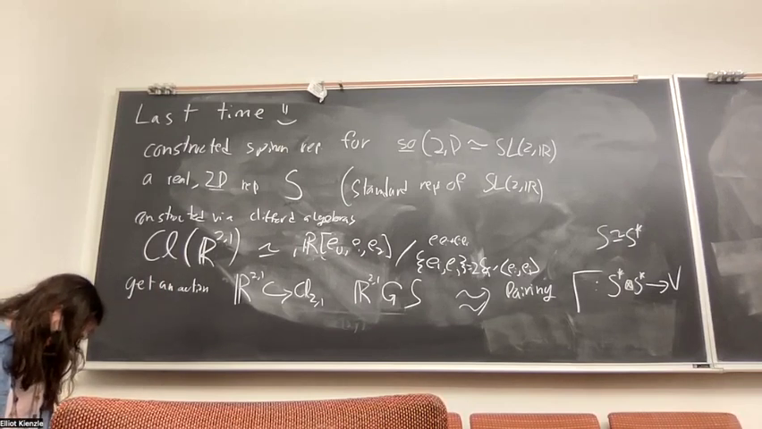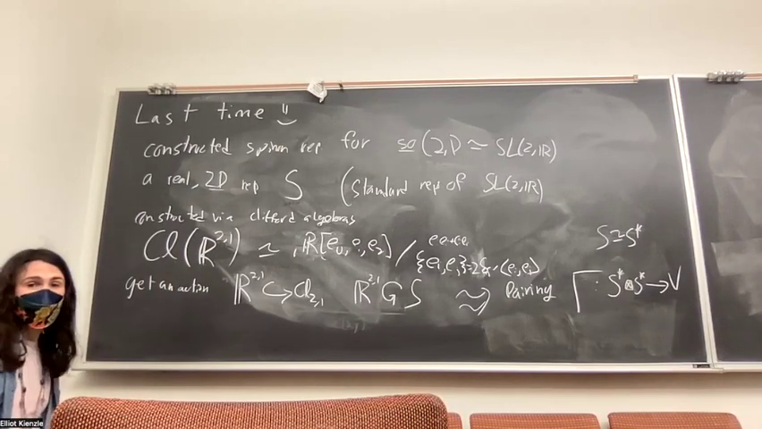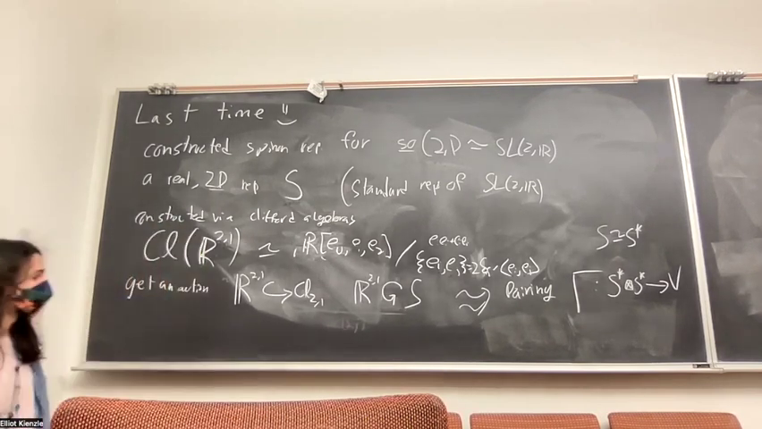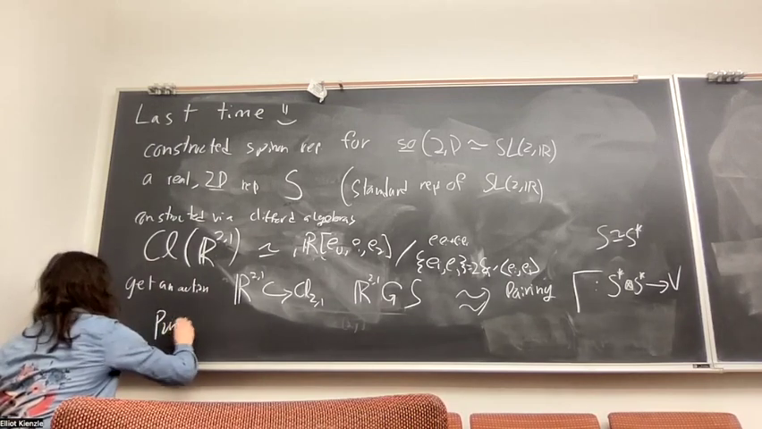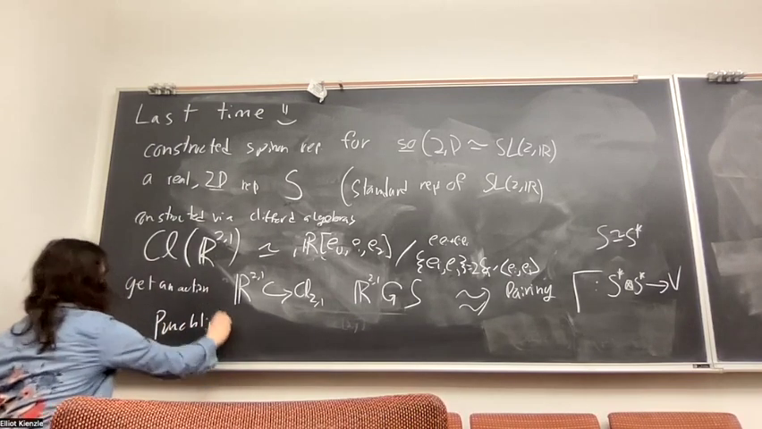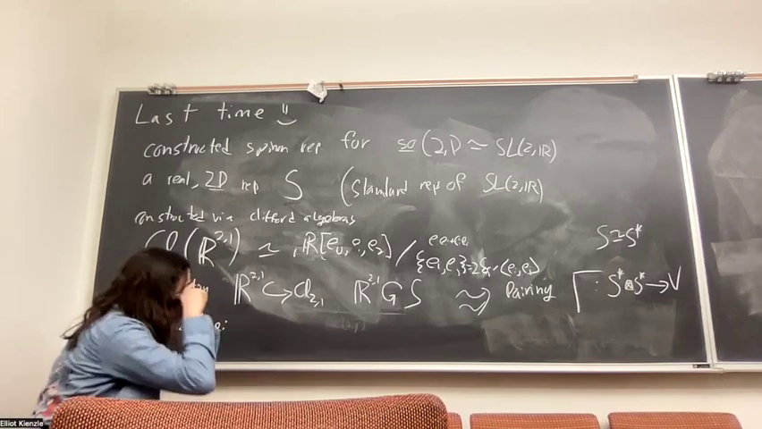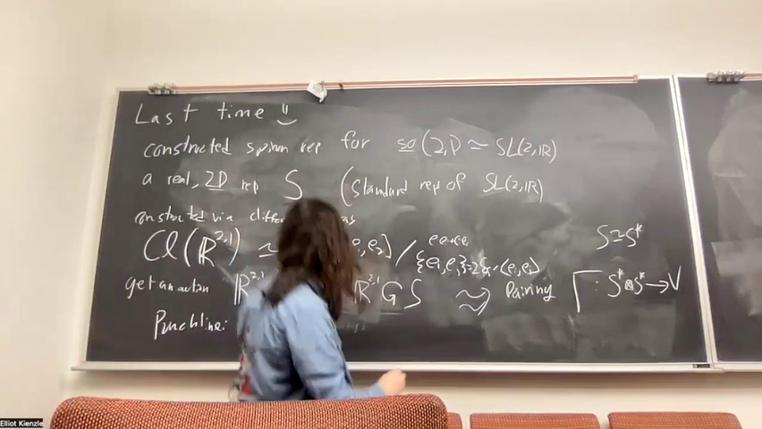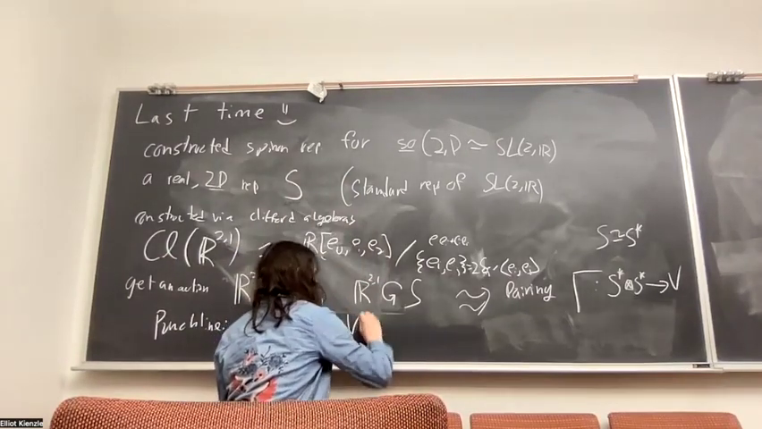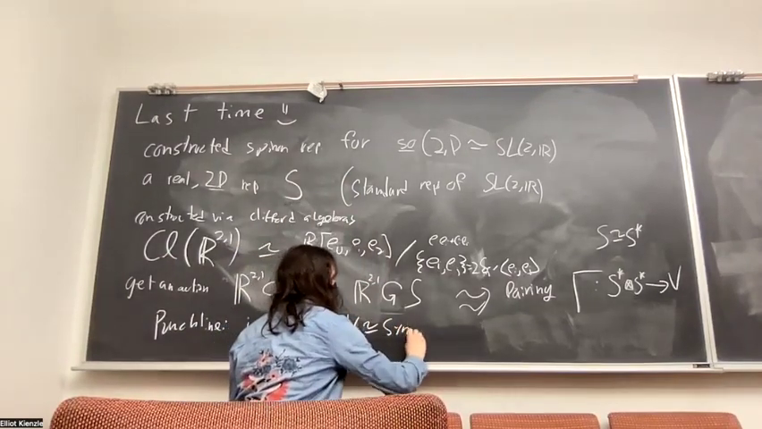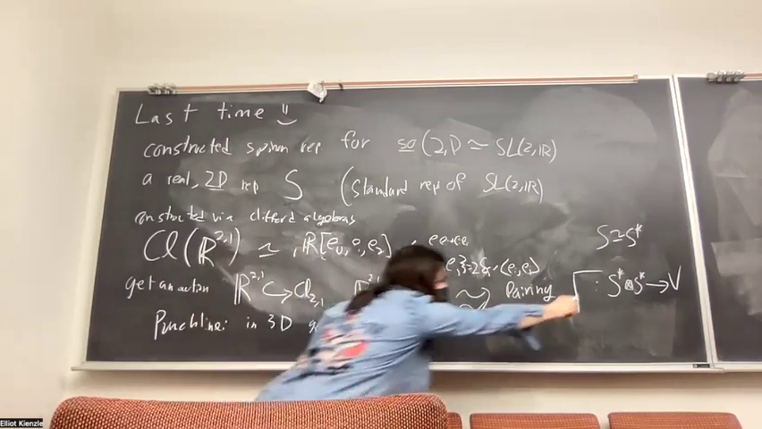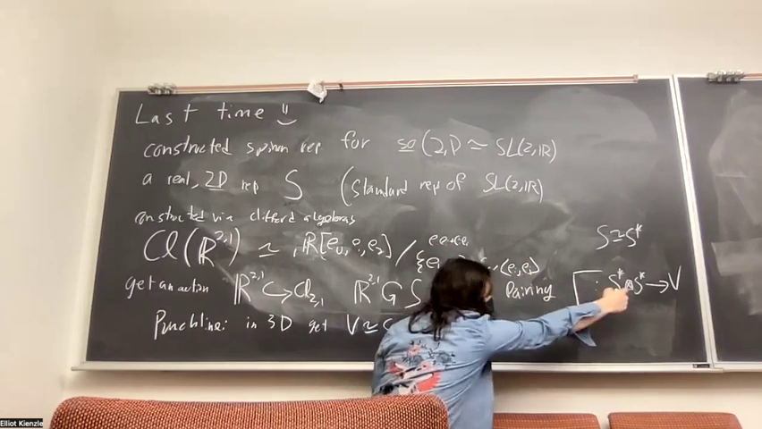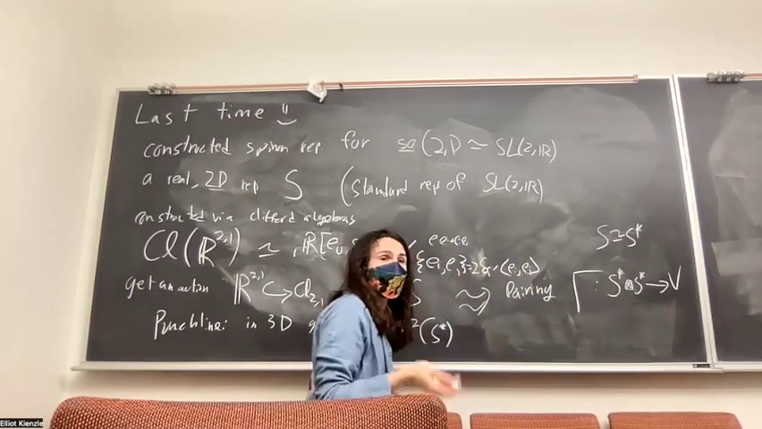So the punchline I had from last time was that in 3D, in our situation here, we actually have an isomorphism: V is isomorphic to the symmetric square of S dual, that's S dual tensor S dual, but symmetrized as a tensor.